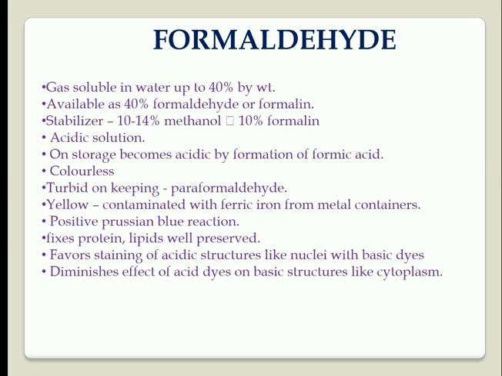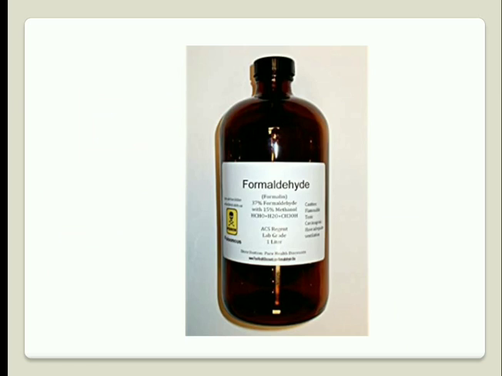It can even be yellow due to contamination with ferric iron from the metal containers. Positive Prussian blue reaction. It fixes protein and lipids. Favors staining of acidic structures like nuclei with the basic dyes. It has minimum effect on damaging the tissue or the basic structures like cytoplasm. This is how we get the formaldehyde.